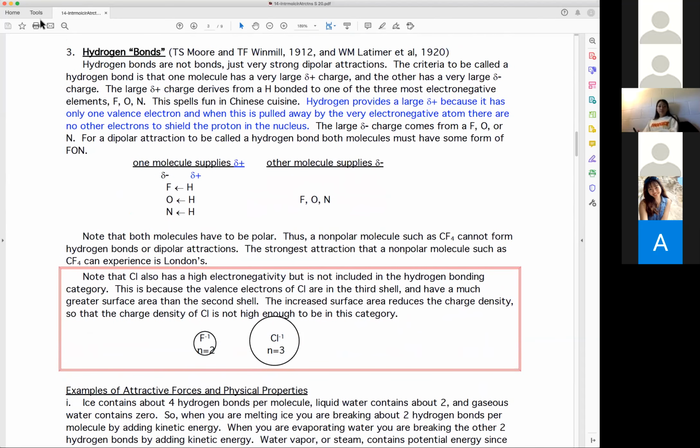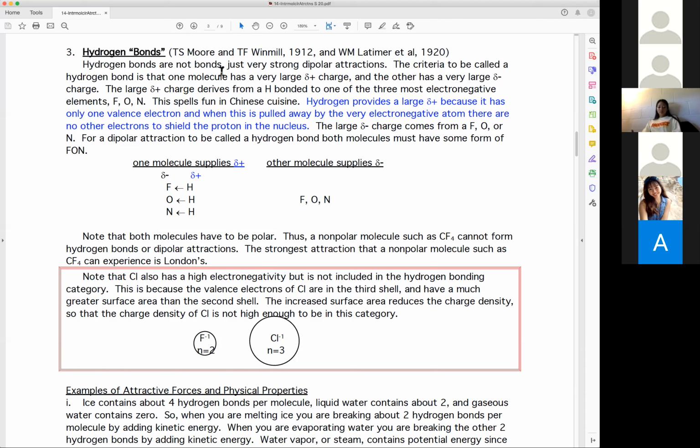Then the third one is hydrogen bonds. So hydrogen bonds, first of all, are not bonds. And if I had my way, I would be able to go through all the literature and all the textbooks and get rid of that word bond, and we'll just say hydrogen attractions, okay? All they are is very strong dipolar attractions.